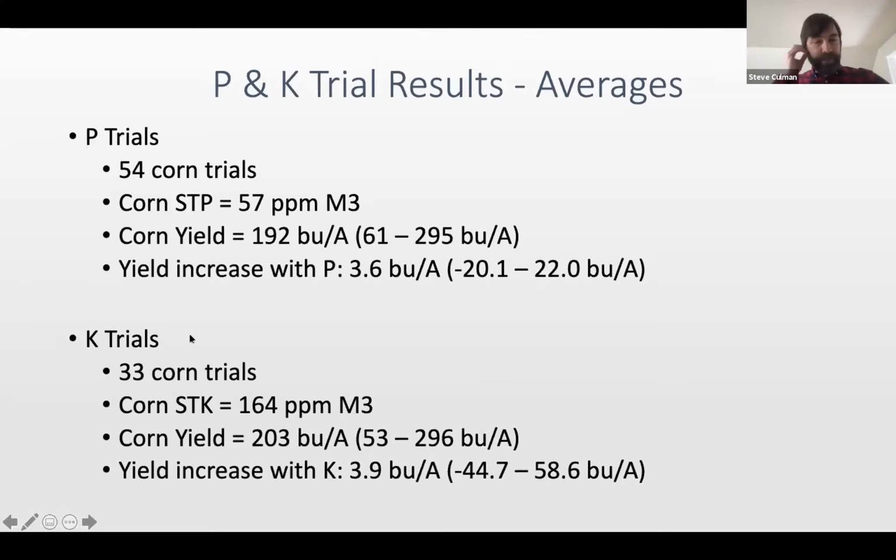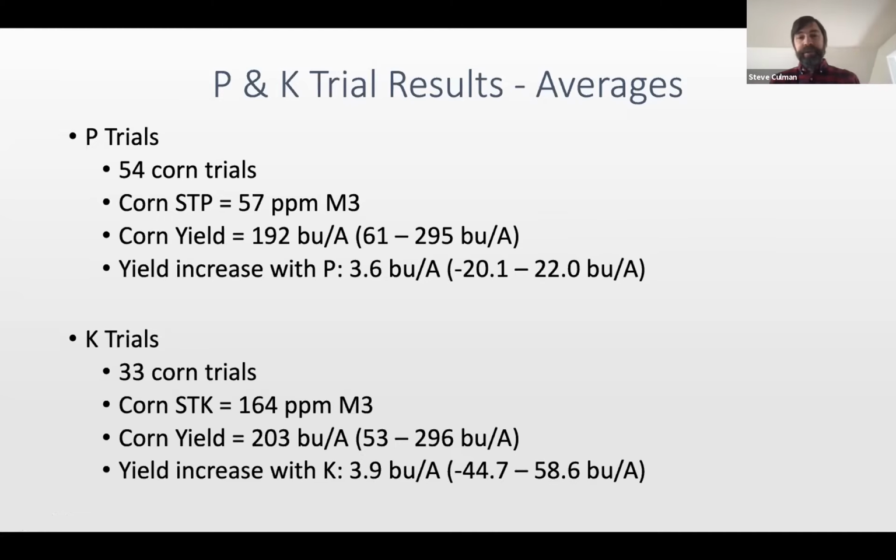For potassium in corn, we had 33 trials. The average soil test K was 164 parts per million, so that really is in our recommended range. When we applied potassium, we basically got, on average across all 33 of these trials, about a 4 bushel yield bump, but it ranged from -44 to almost +60 bushels per acre increase.